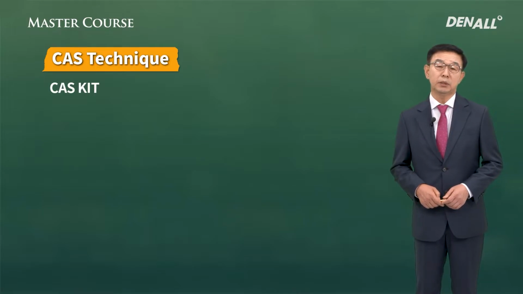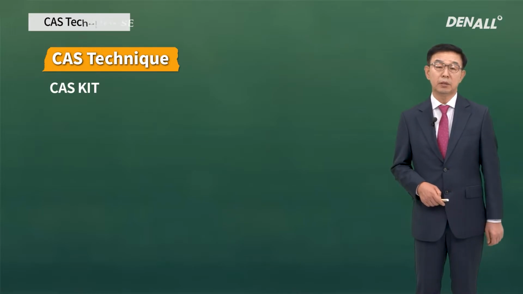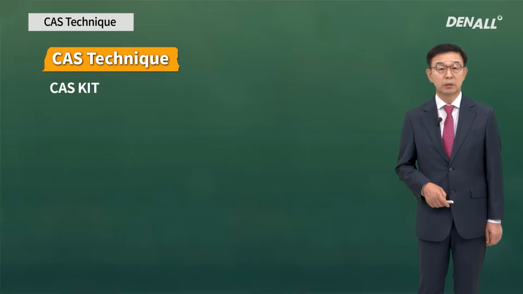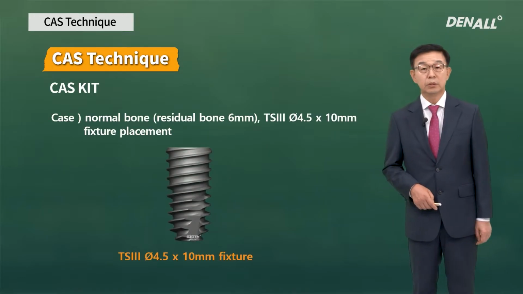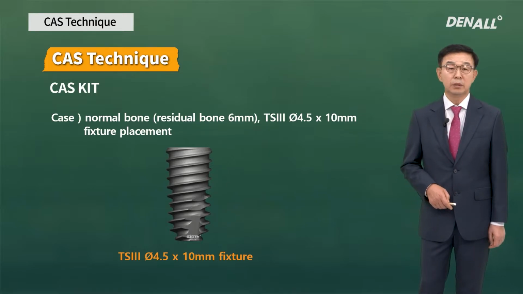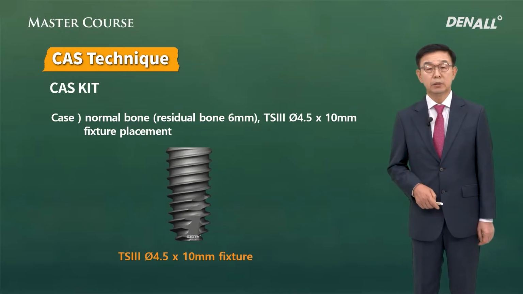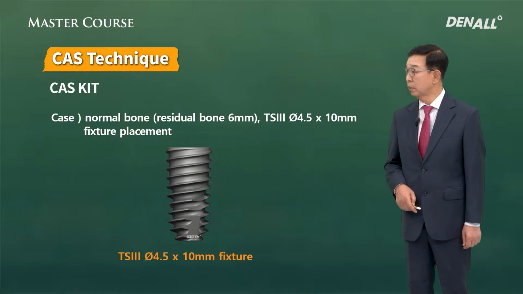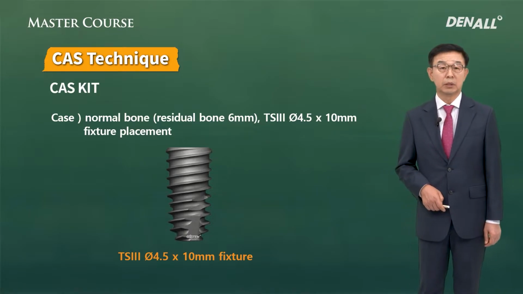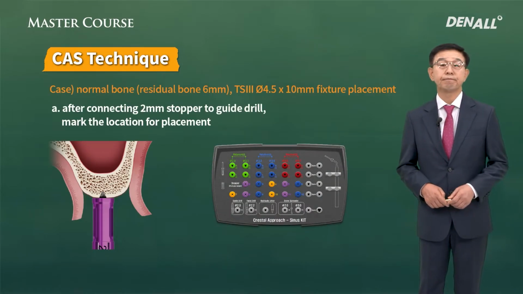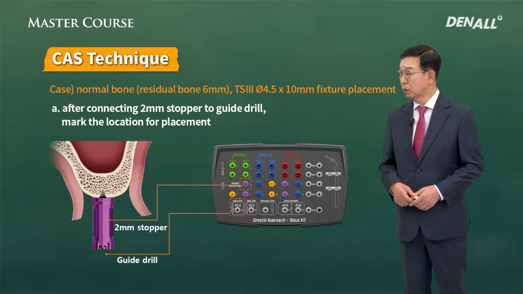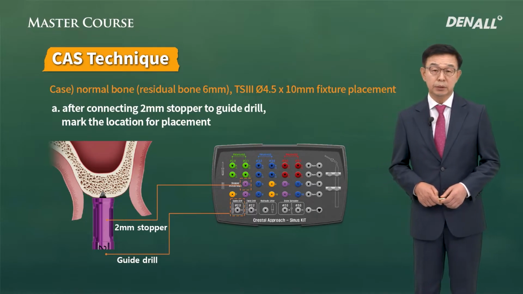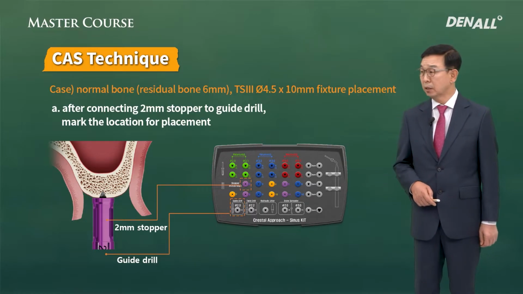I'm going to give you a brief example of the third method. For example, if the residual bone height is 6 mm and you want to place 4.25 by 10 mm implant, let me tell you how this is done. First, guide drill is used. 2 mm stopper is used frequently and guide drill is done. This is how to mark the implant placement position.